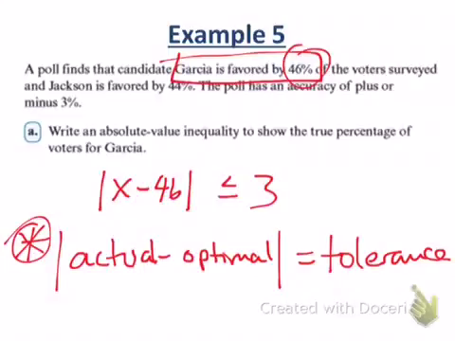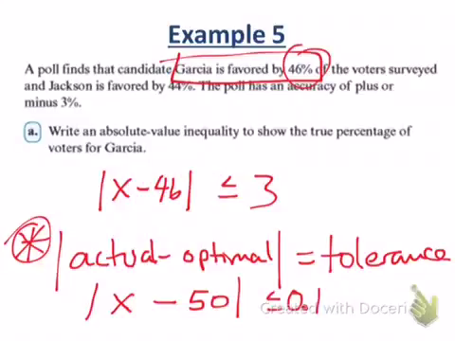So we could talk about a company manufacturing bolts. The ideal bolt is 50 millimeters. That's still a large bolt. But if it could be within 0.1, the largest it could be is 50.1, and the smallest it could be is 49.9. So the actual size of the bolt minus the optimal size of the bolt would be less than or equal to 0.1. Actual minus optimal is less than or equal to the tolerance.